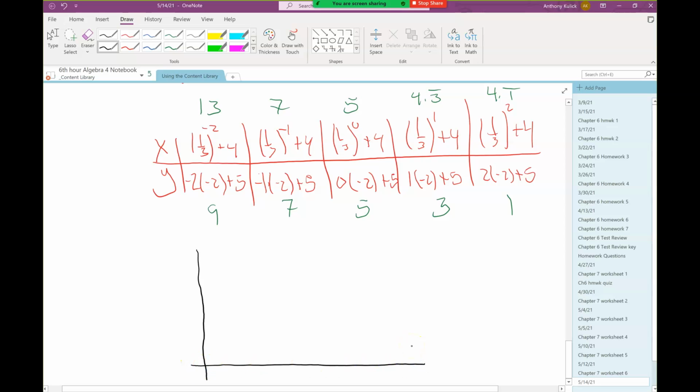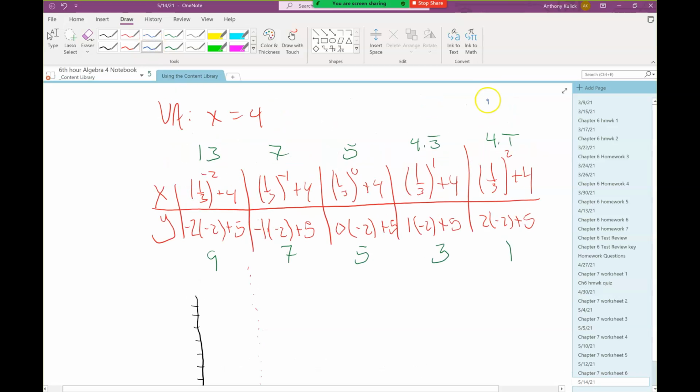Let's draw a graph then. 2, 3, 4, 5, 6, 7, 8, 9, 10, 11, 12, 13. 1, 2, 3, 4, 5, 6, 7, 8, 9. Put in my asymptote here at x equals 4. And then I'm actually going to start graphing at this end because those are the smaller numbers and I usually like to graph things from left to right. Doesn't really matter, but I'm just letting you know that I'm reading from the right end of the table to the left.